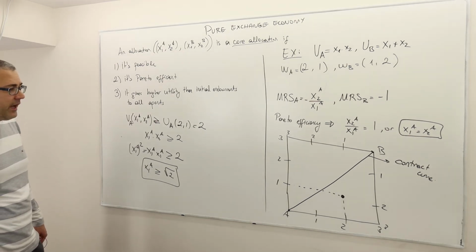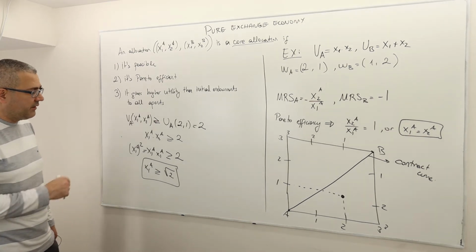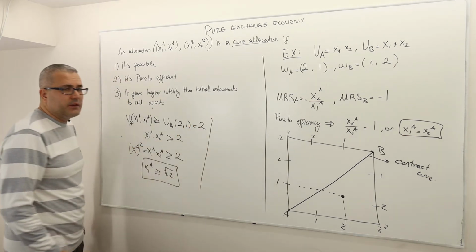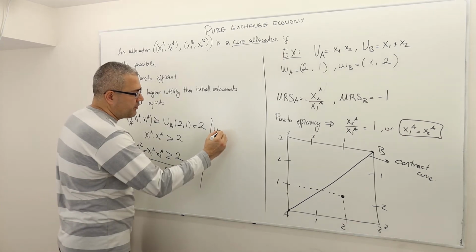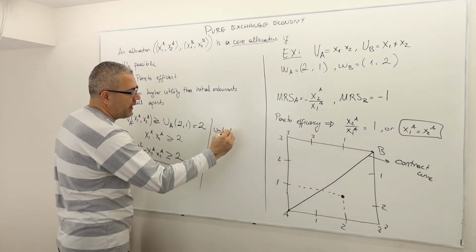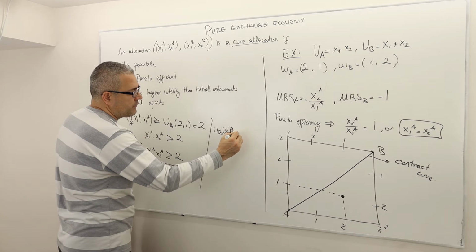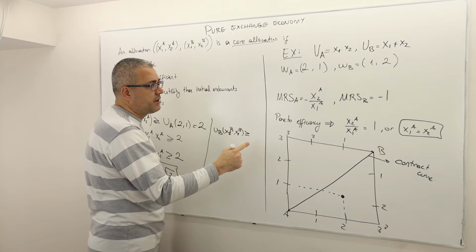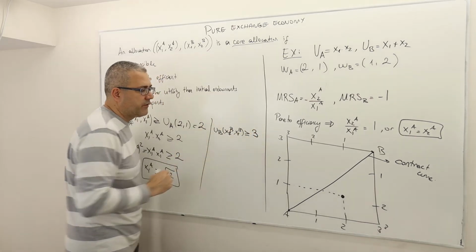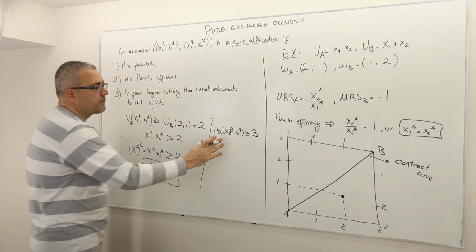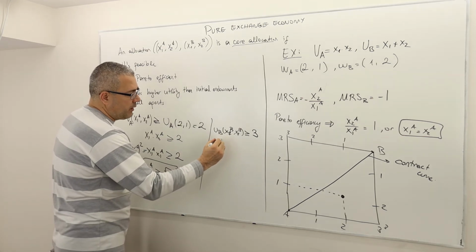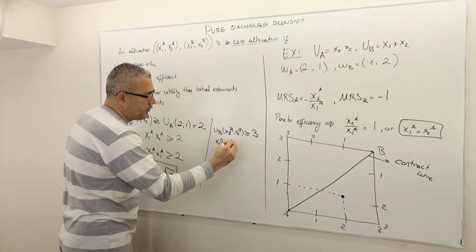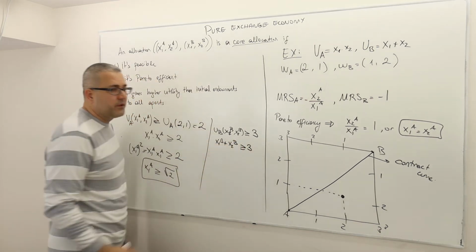Here's the second thing. Agent B should also prefer this bundle. Agent B's utility of x1B and x2B should be greater than or equal to her initial utility, which is 1 plus 2, so 3. Because her utility function is x1 plus x2, x1B plus x2B is greater than or equal to 3.